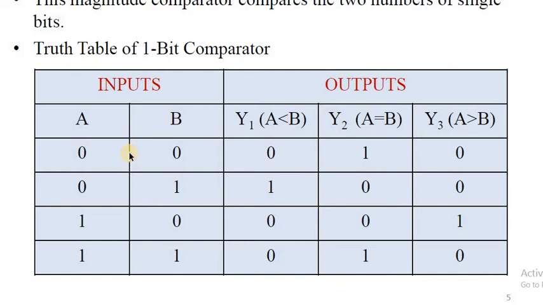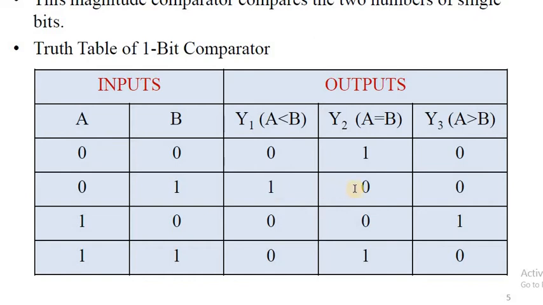Then in the next step, 0 equal to 0 means A is equal to B. Here there is a high, 1. In other cases, 0. When we compare A and B, B is greater than A. Therefore, A less than B means B is greater than A.